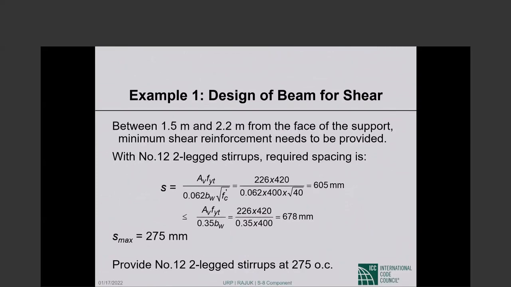Now, between 1.5 meters and 2.2 meters from the face of the support, minimum shear reinforcement needs to be provided. So what is the spacing of minimum shear reinforcement? We know how much the minimum shear reinforcement is. This is the concrete dependent minimum. This is the absolute minimum. So the spacing of the minimum shear reinforcement is 605 millimeters, and the spacing of the absolute minimum shear reinforcement is 678 millimeters. We cannot provide those. The maximum spacing is 275. Remember, 1/2 of d is the governing. So even beyond 1.5 meters, we will provide two-leg stirrups at 275 millimeter spacing. That is the largest.